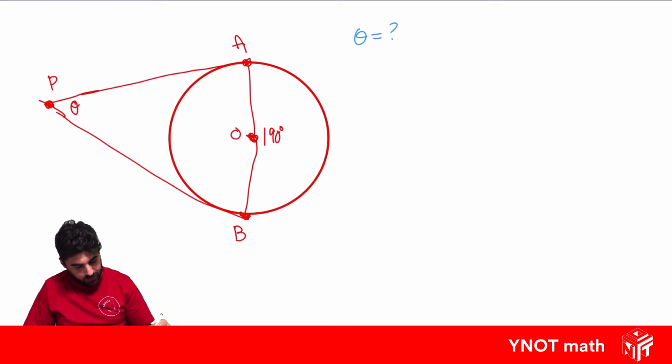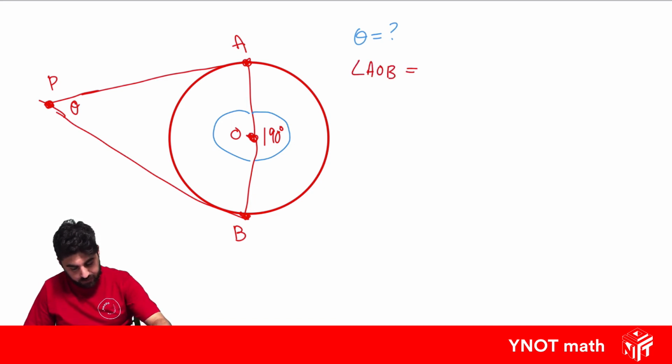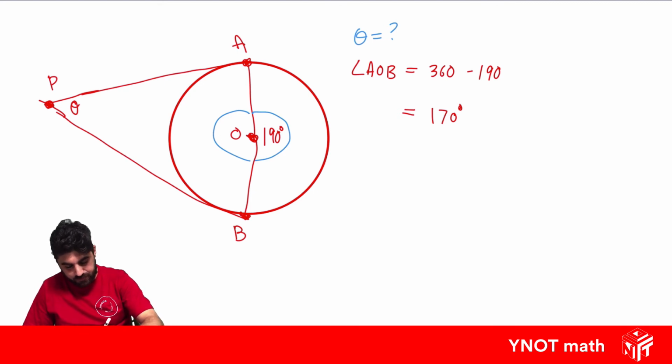So to do this, I'm going to have to use a couple of properties. First, if this angle's 190 degrees, we should be able to get the remaining angle on this side. So first we can say that angle AOB is going to equal 360 minus 190, going to give us 170 degrees. And the reason for that is just angle sum at a point equals 360 degrees.